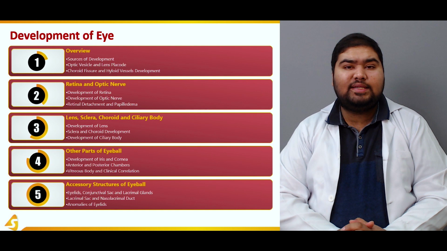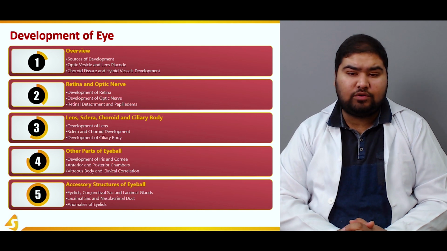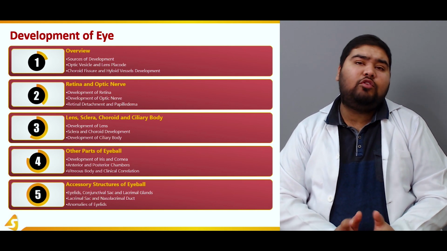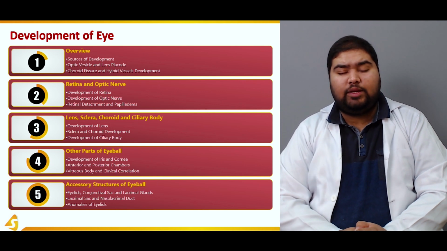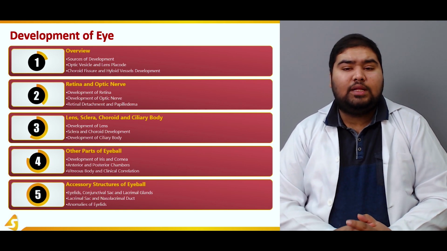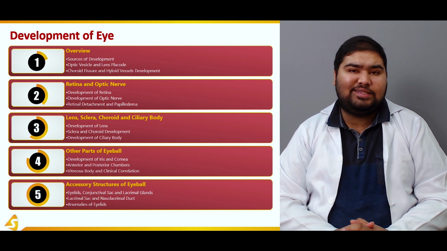In the overview we'll discuss various sources of development, as to how and what parts contribute to the development of the eye. Then we'll see the formation of the optic vesicle, leading to the formation of the lens placode. Then finally we'll talk about the choroid fissure and the hyaloid vessel development.